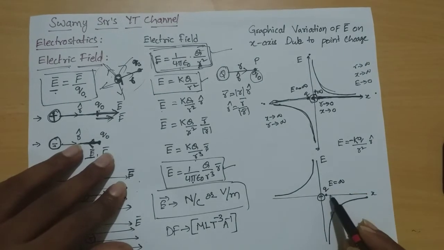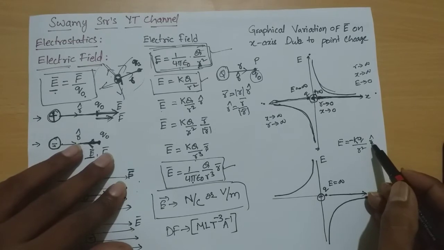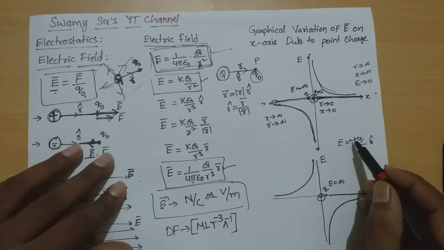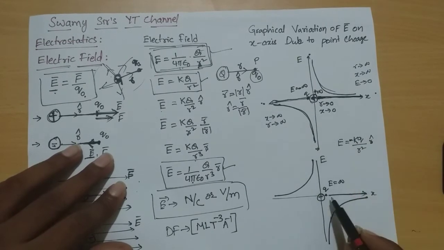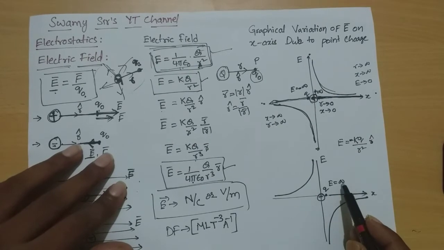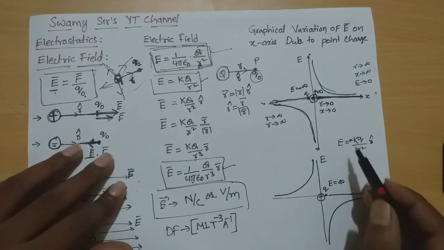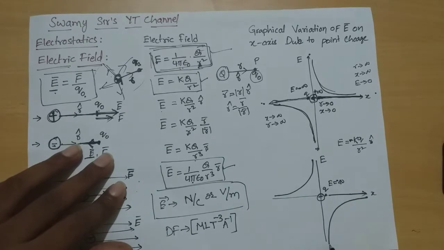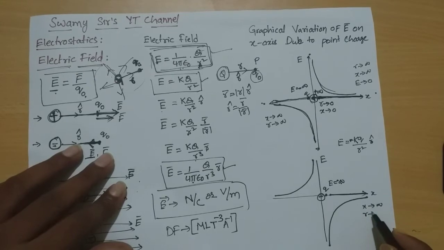See, now we are going in the positive x-axis direction, so r cap is positive. Positive into negative is negative. That means very near to it, electric field is infinity, but with a minus sign. If distance is increasing, x tends to infinity or r tends to infinity, then electric field tends to 0. That means it keeps decreasing, decreasing.